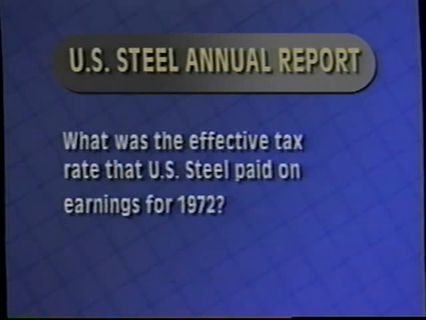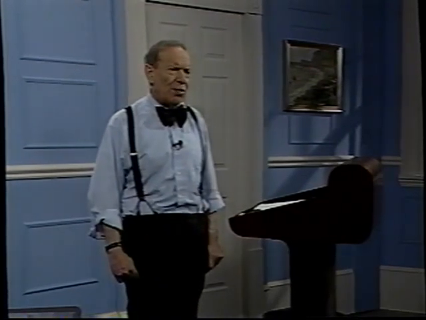The next question is, what was the effective tax rate that U.S. Steel paid in 1972 on its earnings? Now, some of you may not be old enough to remember, but taxes used to be even worse than they are now, if that's possible. In fact, corporate taxes at that time were probably around 52 or 53% on income. What effective tax rate did U.S. Steel pay?